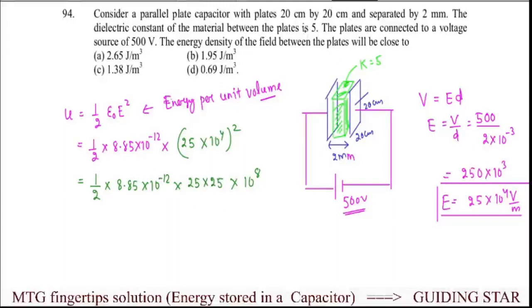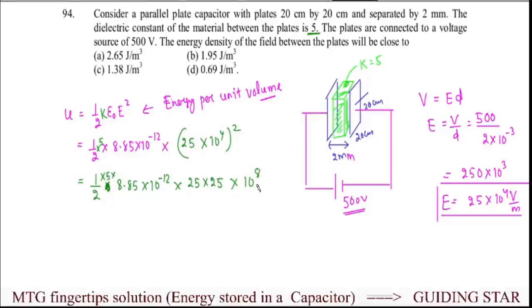Here we have forgotten to include the dielectric constant. As we know, when the source is connected to the capacitor plates and the dielectric is inserted, the energy stored across the plates will increase by K times. K is 5, so here we have to multiply by 5. So it is 5 into 8.85 into 10 to the minus 12 into this much.